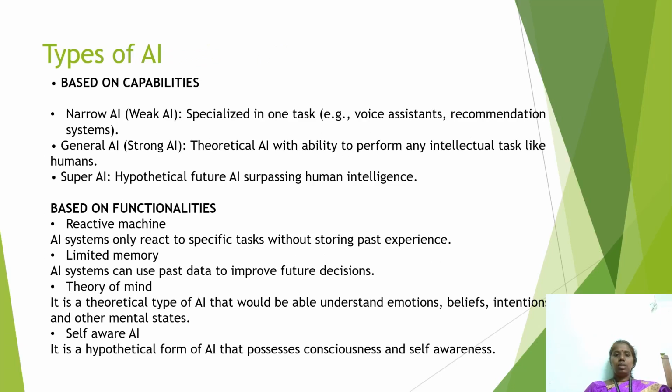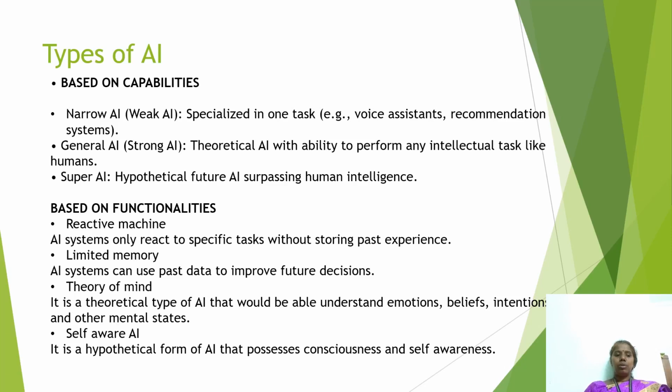Now we are going to discuss types of artificial intelligence. Artificial intelligence can be classified into two main categories based on its capabilities and functionality. Now we are going to discuss based on capabilities. Under based on capabilities, we are going to see three types. First type is called narrow AI, otherwise called weak AI. This type of artificial intelligence is designed to perform a specific task or a narrow set of tasks such as voice assistants or recommendation systems.